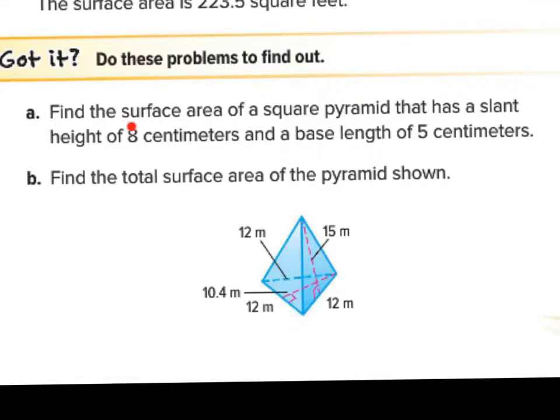Find the surface area of a square pyramid, so square, 4 sides, that has a slant height of 8 centimeters and a base length of 5 centimeters. Because it is a square, we know that the base length is 5 by 5 by 5 by 5. So the perimeter is going to be 20.